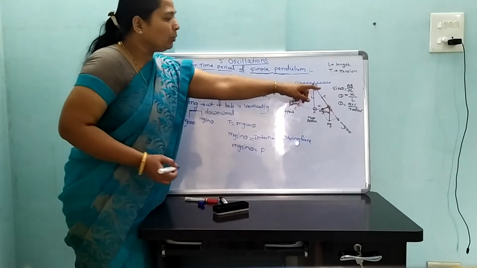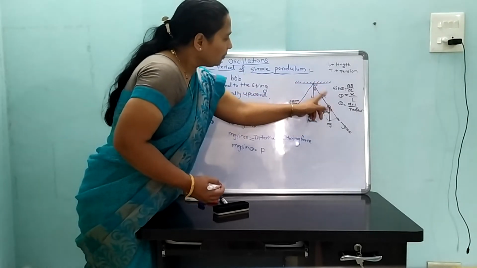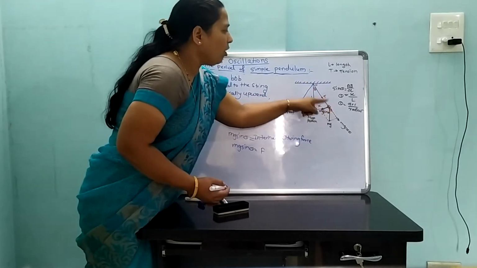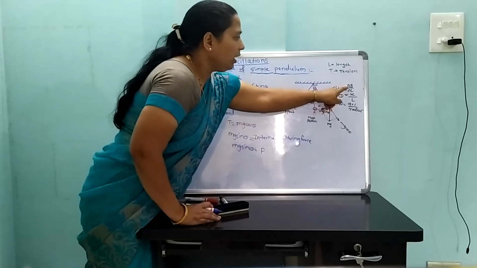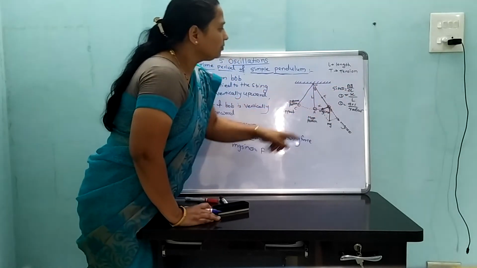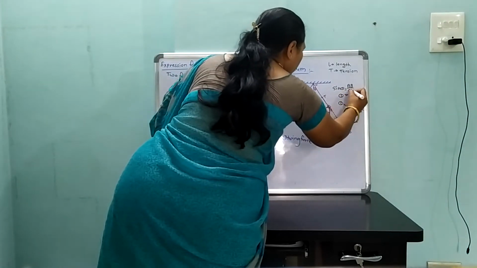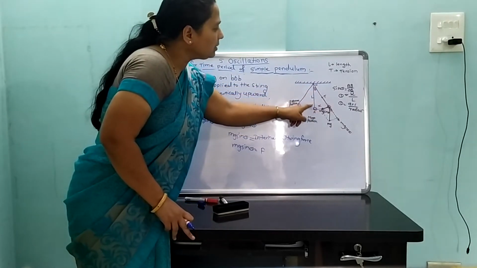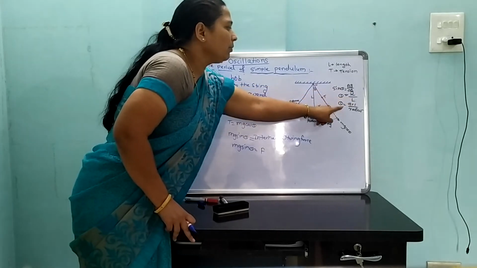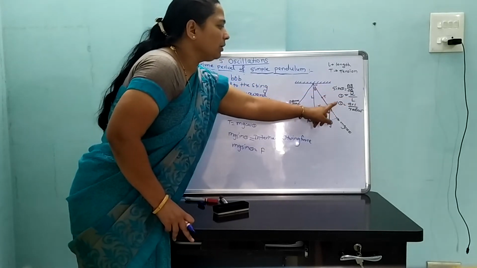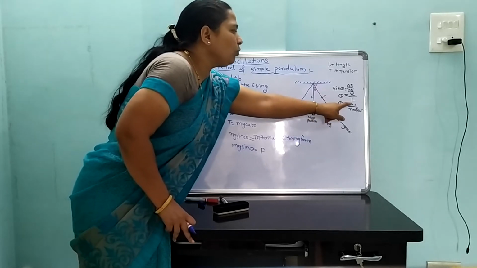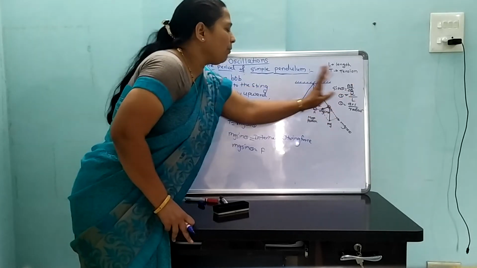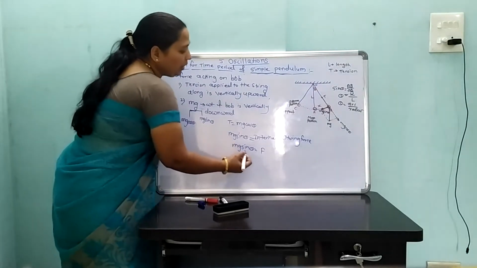From the trigonometric relation, sin theta is equal to AB upon OA, which is opposite side upon hypotenuse, meaning x upon L. Using the formula from the first chapter, rotational dynamics, theta is equal to arc upon radius, so theta is equal to x upon L. That formula can be substituted in the equation.